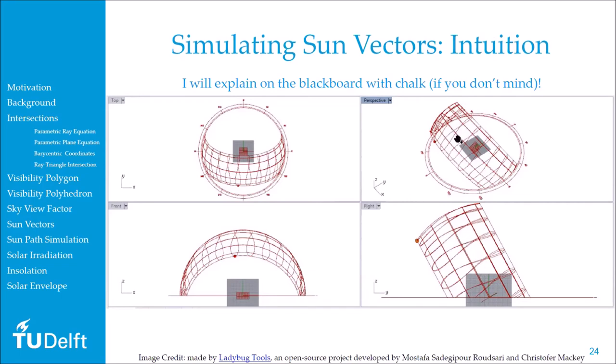So these are not exactly points. They are only auxiliary points that help us define the sun vectors. What do I mean by that? Why should we even think about a sun vector? Why not a sun ray, for that matter? Let's really straighten this.